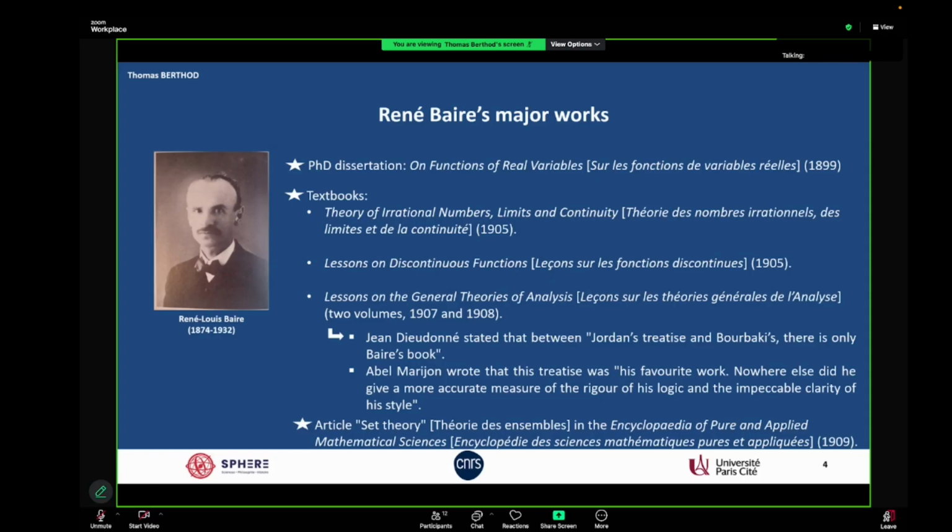And you could see, for example, with Chandonnet, that he said the following thing: between Jordan's treatises and Bourbaki's, there is only Baire's book. So these textbooks really marked people at this period.